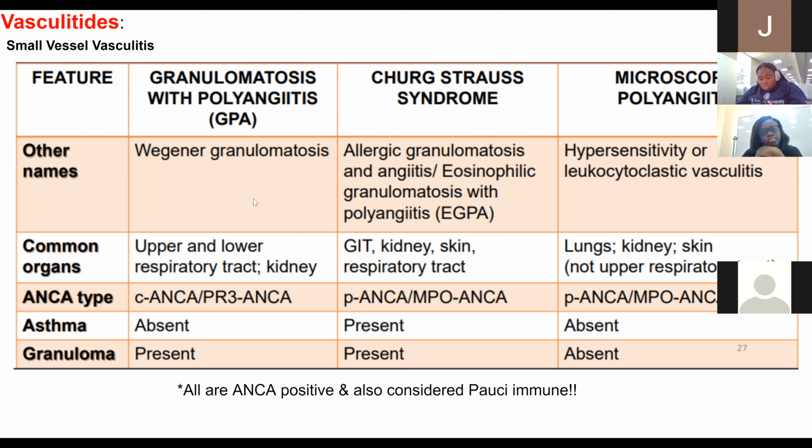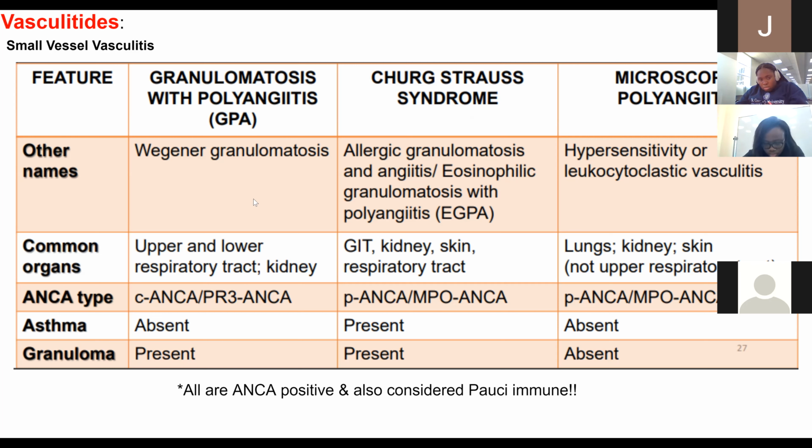So pauci-immune just simply means that these are all ANCA positive, right? The thing is there is no immune complex deposition. So if you were to do immunofluorescence like you usually would with anything that is ANCA positive, the issue is there is no immune complex deposition in these vasculitides. So you have to actually look for the antibodies on serology.